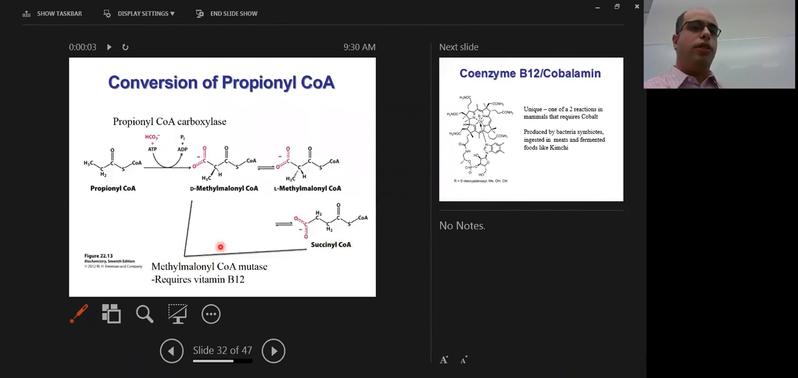The enzyme that will do all of this requires vitamin B12 as a cofactor. And so of course, if you're deficient in vitamin B12, you're going to have problems with this type of reaction. Yes? So normally you would end up with 2 acetyl-CoA, and now we convert 1 over.